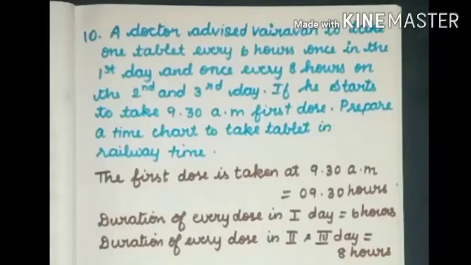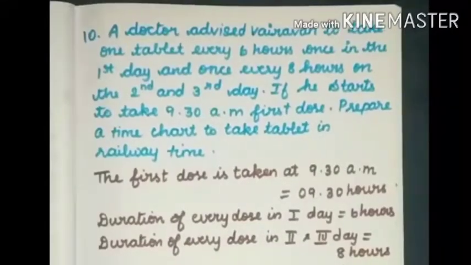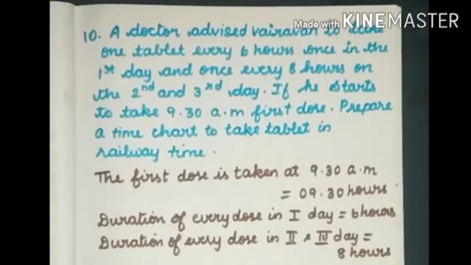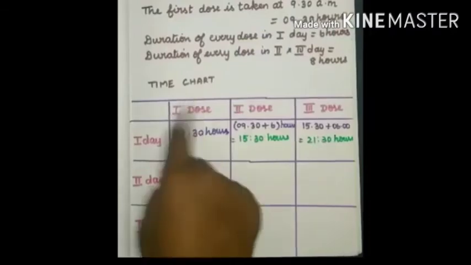See here, the given question is: a doctor advised Vairavan to take the first dose at 9:30 hours, that is 9:30 a.m. The duration of every dose on the first day is 6 hours. It means if he takes the tablet at 9:30 hours, we have to add 6 hours on the first day. The duration of every dose on the second and third day is 8 hours, so on the second and third day we have to add 8 hours. For that, first you have to make a time chart.